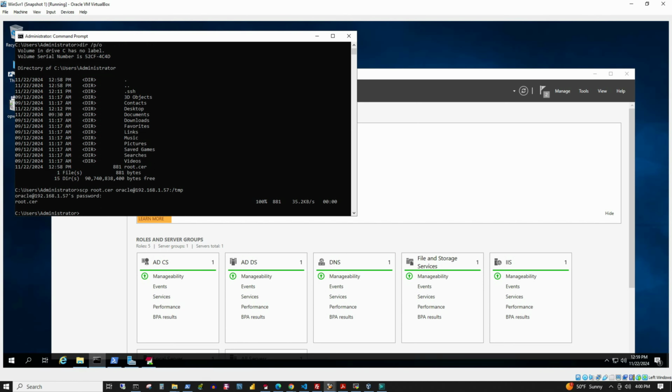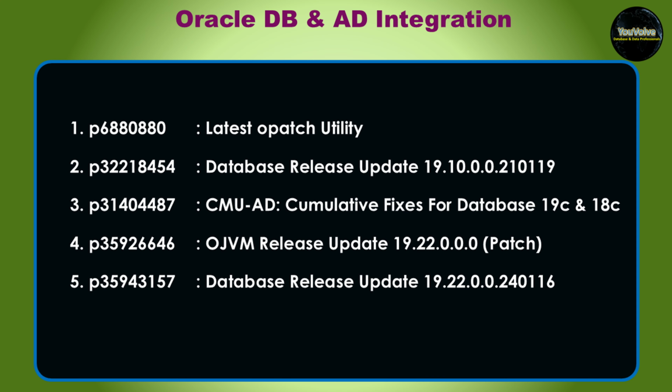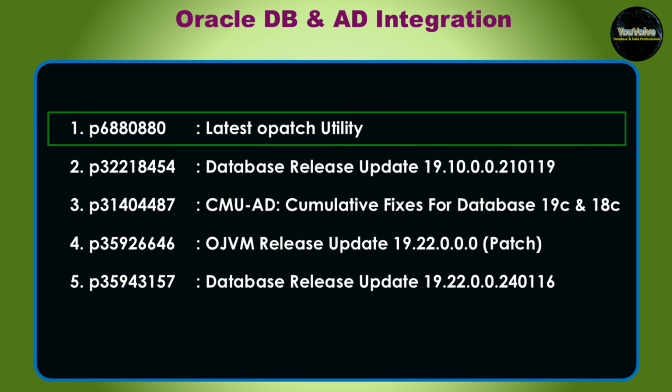Now we have completed most of the configurations in the AD controller for integration with the Oracle database server. Next, we have to do a few configuration changes in the database server. But before we make any AD specific configuration changes in the database, there are a few very important patches that we have to apply, which I am listing below in the order they are going to be applied. First, the latest OPatch utility, that is the patch P6880880, which is a recommendation from Oracle, must be applied before applying any other patches.